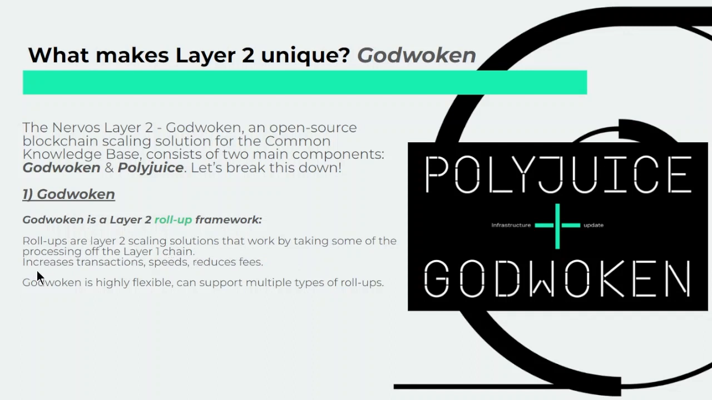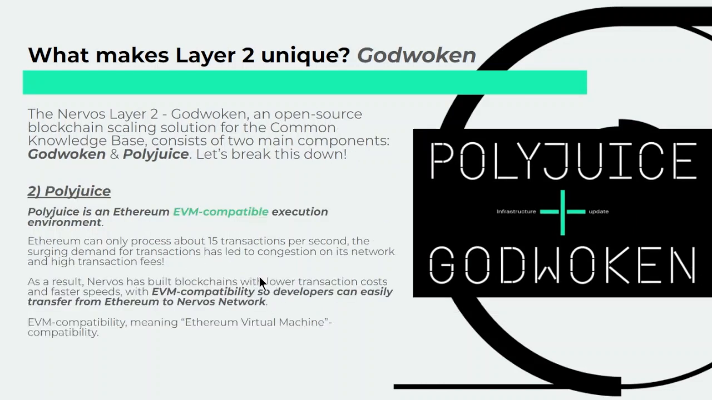In turn, this increases transactions, speeds, and also reduces fees. Godwoken is very unique because it's very flexible in the types of rollups that it's able to support. There are multiple different types of rollups in the blockchain development world, and Godwoken can pretty much work with any of them. So it's very awesome.